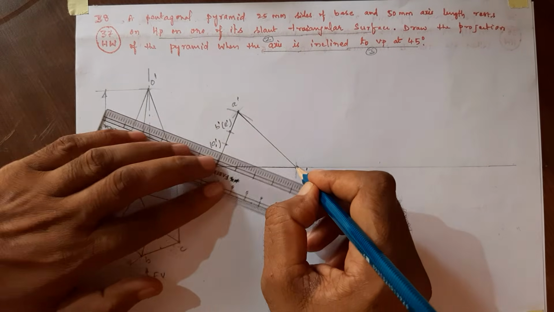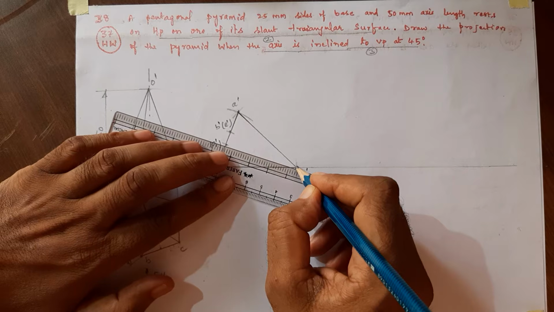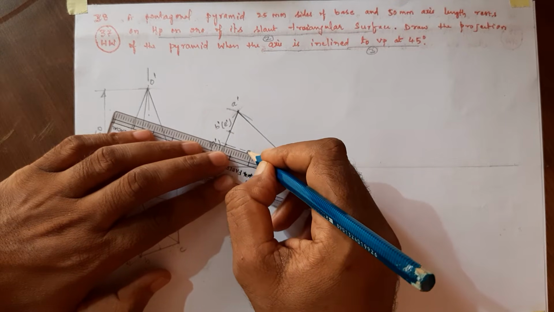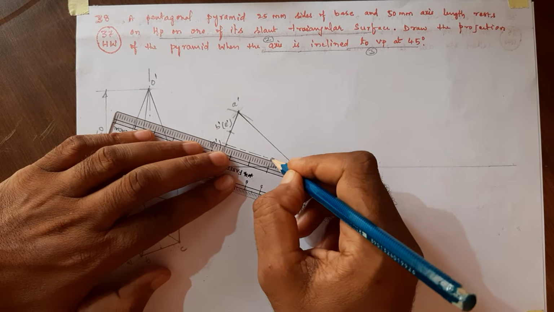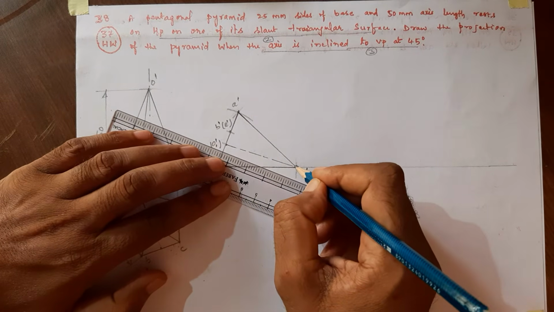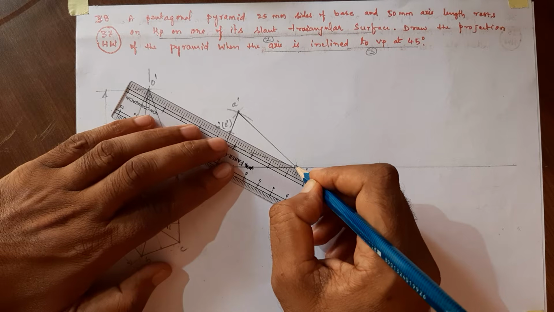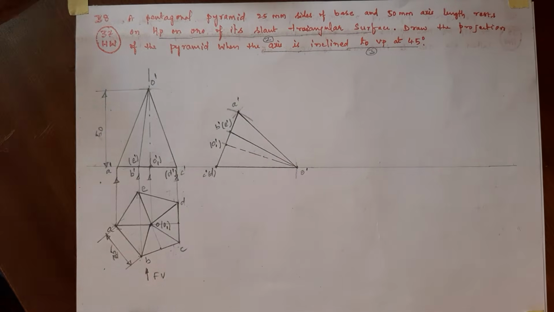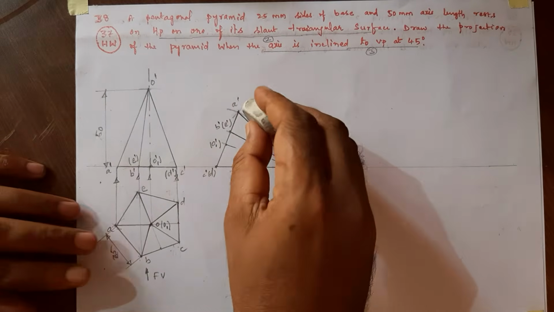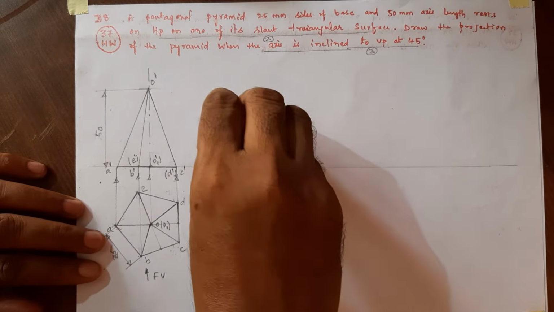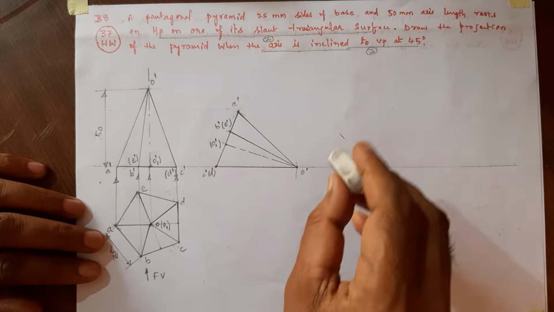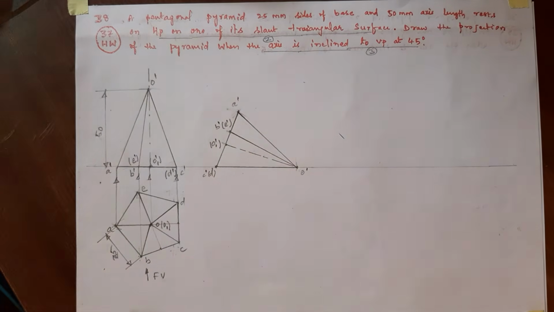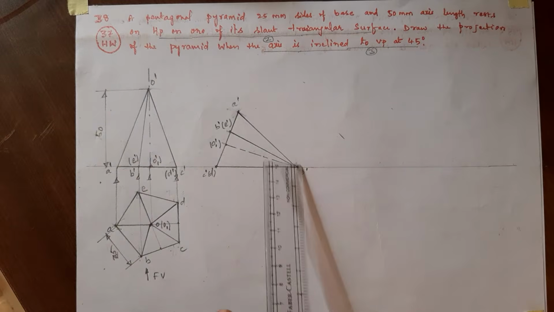Now join O dash to O1 dash with a long thin chain line, which indicates the axis. Then join O dash to B dash with a thick line, which is the edge. Now erase other construction curves and lines. Okay, then you have to draw the top view of this.